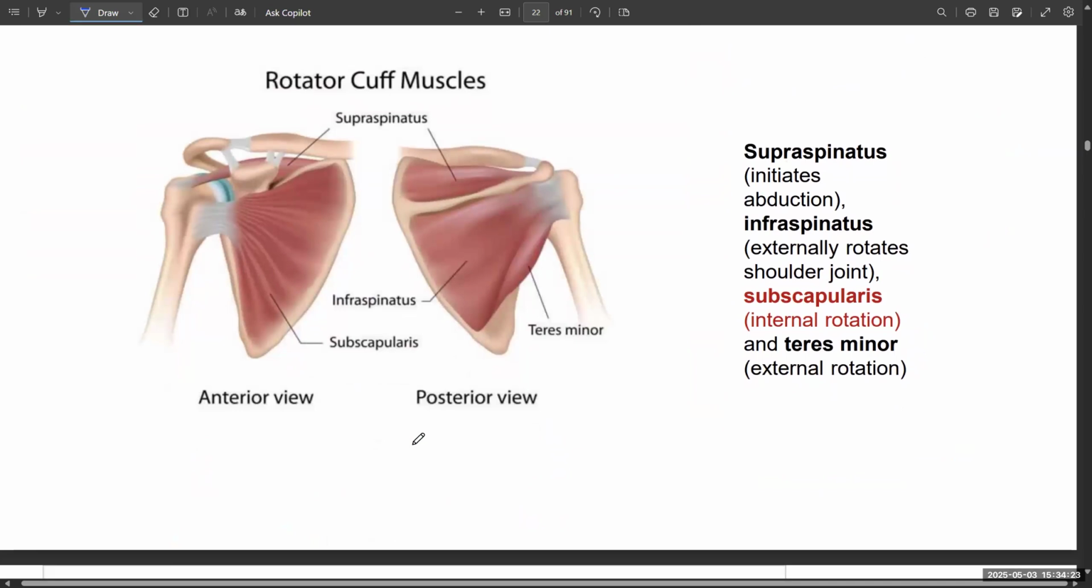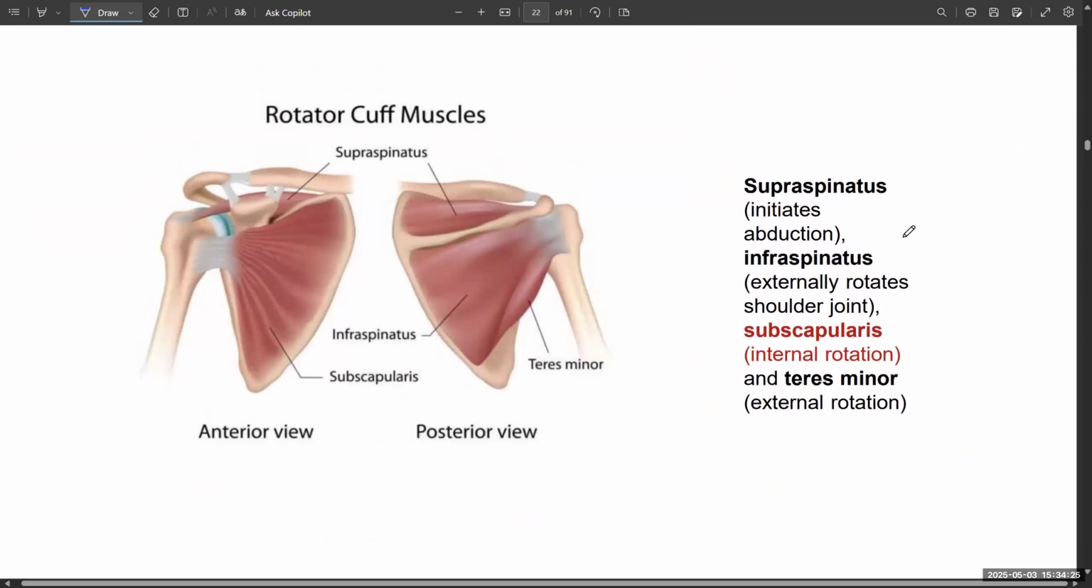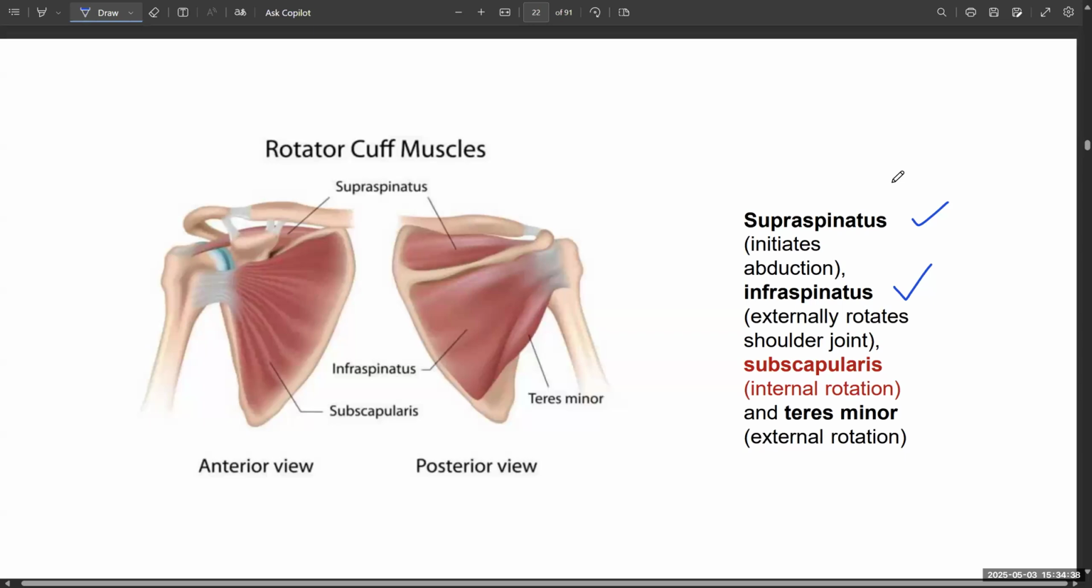Moving on. Again, rotator cuff muscles. We talked about supraspinatus and infraspinatus. Now think about where we talked about these 2 muscles. We talked about them when we were talking about the suprascapular nerve, right?